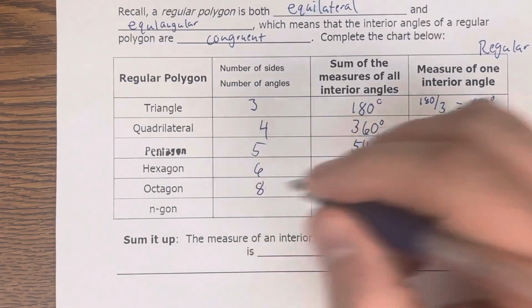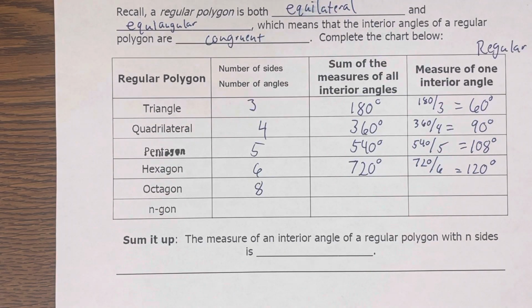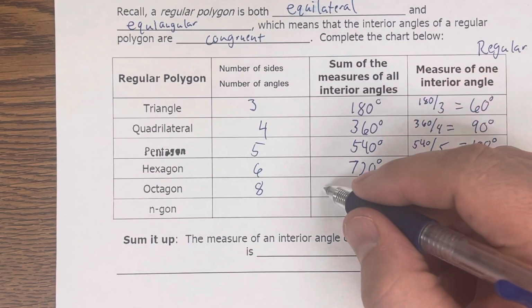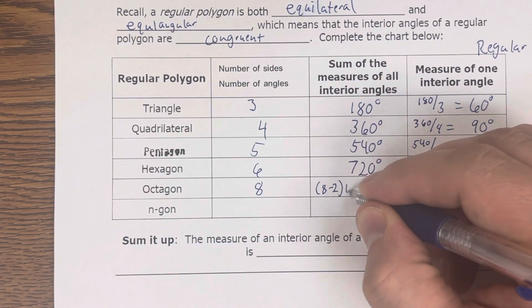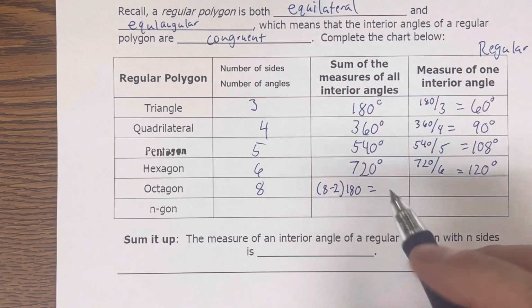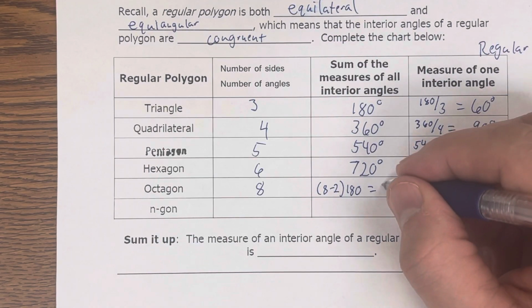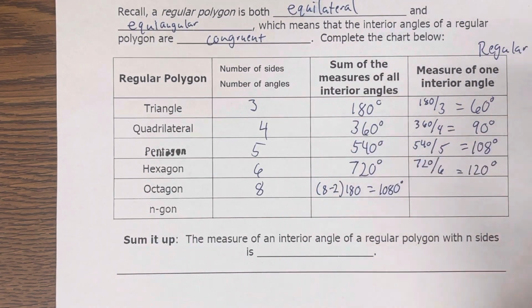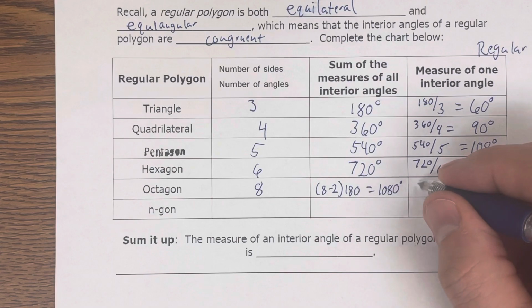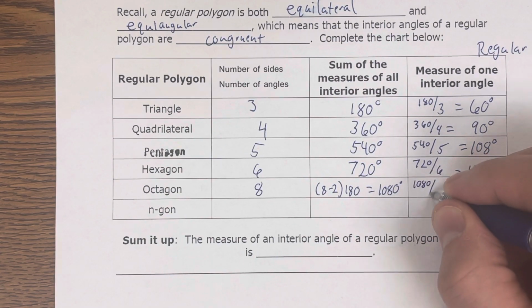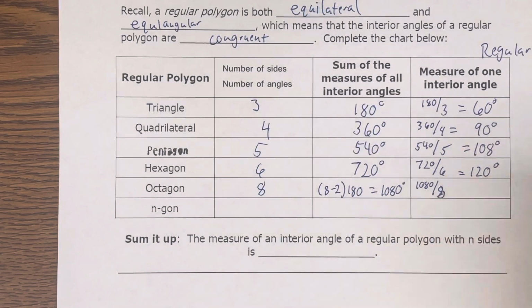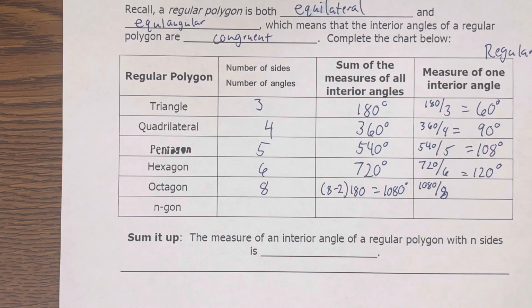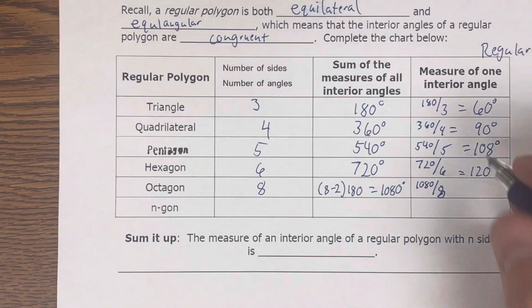Octagon had 8 sides. All right, if you forgot how to find the sum of the interior angles, you'd have to do 8 minus 2 times 180. And 8 minus 2 times 180 is 1080. To find each interior angle, we'd take 1080 divided by 8. And 1080 divided by 8 is, I'm using a calculator for that, 135.